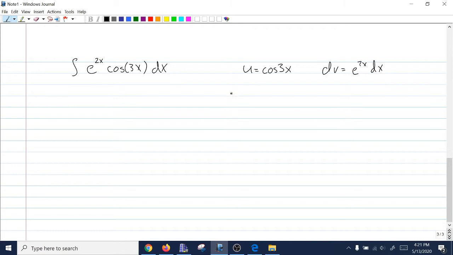If u is cosine 3x, then du is the derivative of cosine 3x. Derivative of cosine is negative sine, leave the inside alone, times derivative of the inside. v is going to be the integral of that. What's the integral of e to the 2x? Integral of e to the x would be e to the x. The constant means I got to divide by that constant.